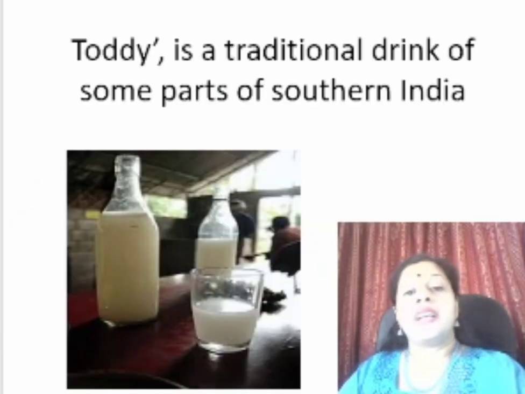Another traditional drink of South India is toddy. It is obtained from the palm tree. They make a cut at the top of the palm tree and the exudate comes out of it, that is, the sap comes out of it. It is collected in a pot and it gets fermented and it becomes a very natural alcoholic beverage, which is otherwise called palm wine, that is toddy. It has alcoholic content but comparatively less.